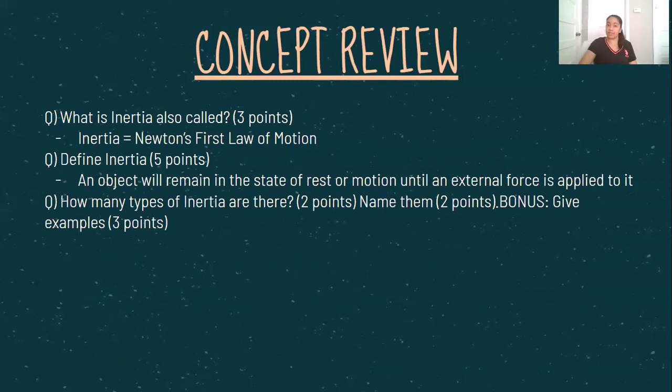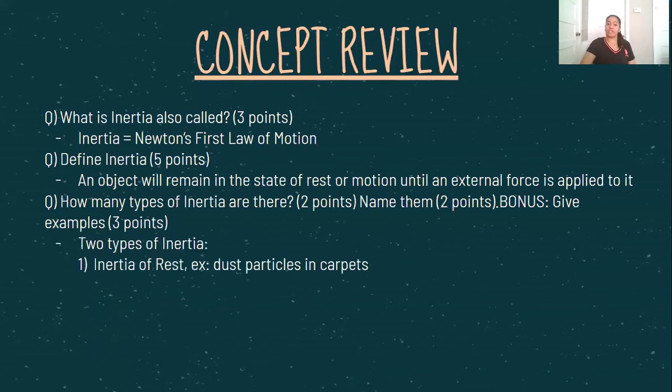There are 2 types of inertia. There is the inertia of rest and the inertia of motion. We discussed in the beginning that the inertia of rest can be seen in dust particles on carpets. When you hit a carpet, because the dust particles are at rest, they're going to continue being at rest. They're going to stand still, suspended in the air, and eventually fall down because of gravity. But again, dust particles will stay in place even after the carpet has moved because they have inertia of rest.